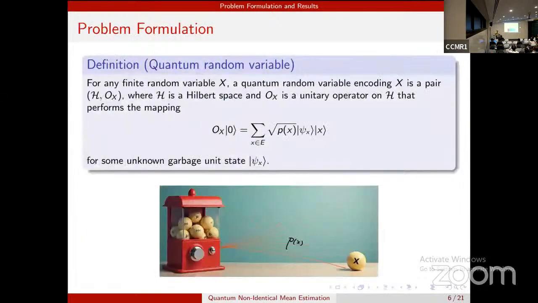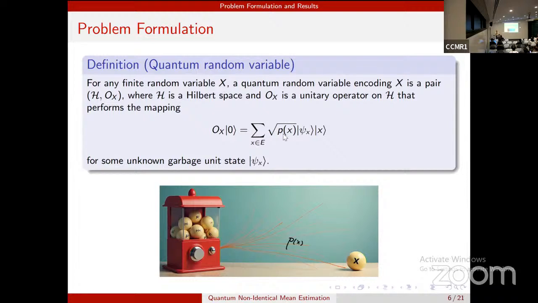So let me talk about the problem formulation first. For the quantum mean estimation problem, the standard input model is a quantum random variable, which is a pair H, OX, where OX is a unitary operator which acts on the Hilbert space H, and it maps the zero quantum state to this quantum state. We can consider that when we measure the second register, it gives a result X with a probability P X. So this is exactly the distribution of the classical random variable X.